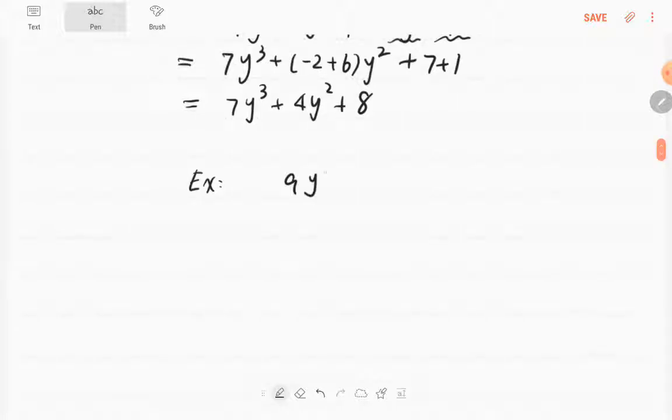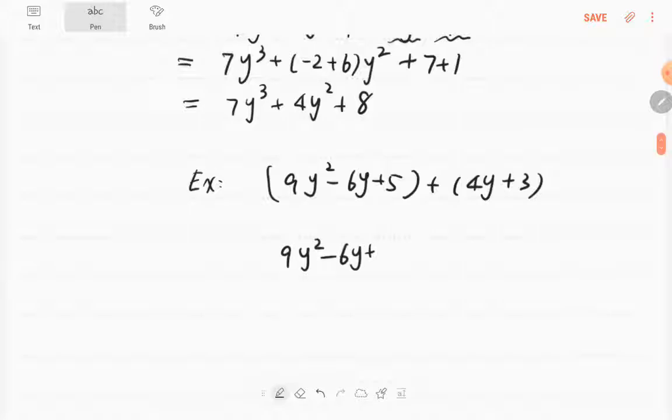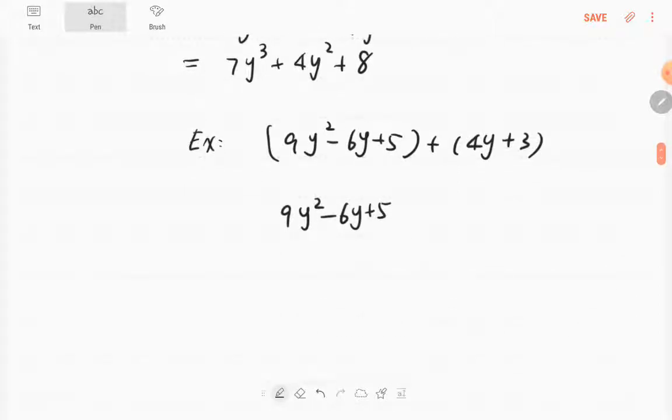Let's see if we have this one. We want to add these two polynomials together. Of course, you could choose the vertical format or the horizontal format. Here, if the question asks you to use the vertical format, I will show you how to use it. So we first copy down this one without the parentheses, okay?